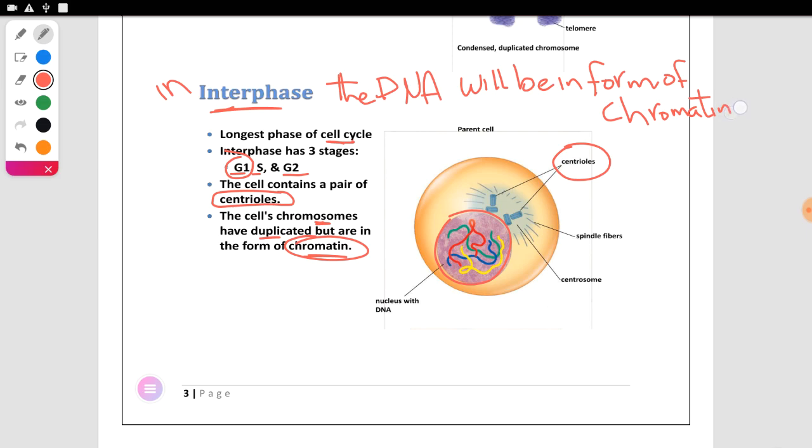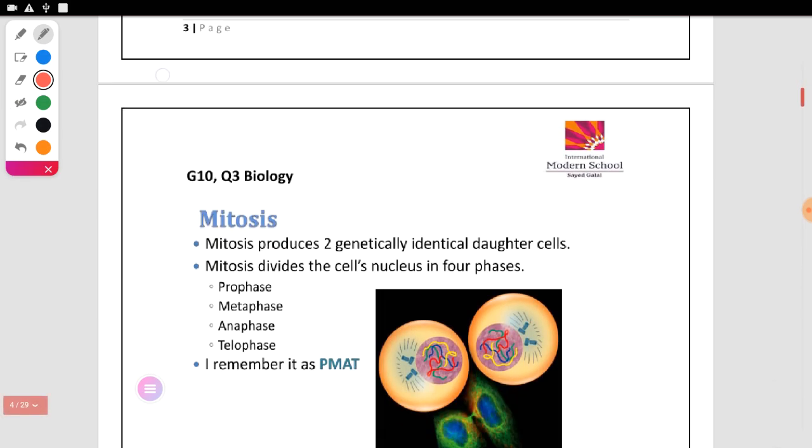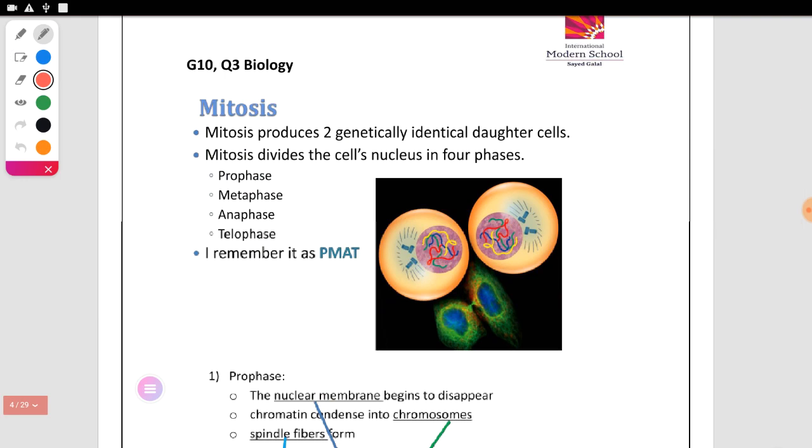I can give you a question. In interphase, will the DNA be in the form of chromosome? No. In interphase, the DNA will be in the form of chromatin. Okay, so after that, let's discuss mitosis.